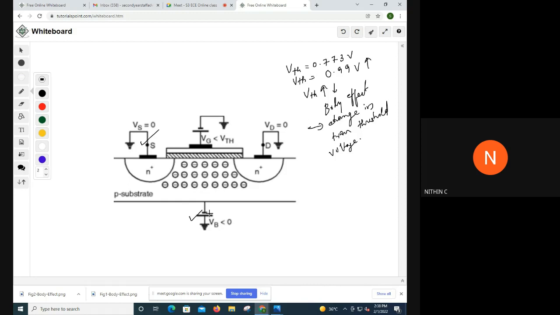And you need to draw these two figures also, then it will be fine. This is a 4-mark question. You need to just draw these two figures. In the first figure you will have just one layer of depletion layer because VB was 0. In the second case, since VB is less than 0, we are connecting a negative potential to the P substrate, so the depletion layer width is increasing. Show that in the second figure and write this statement: change in the transistor threshold voltage due to the difference between VS and VB is called body effect. Then you will get 4 marks.